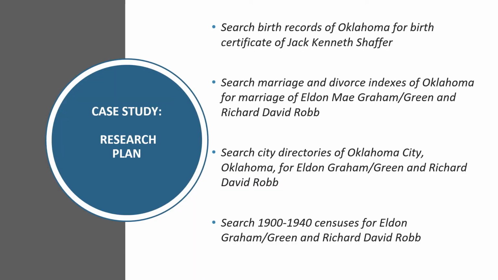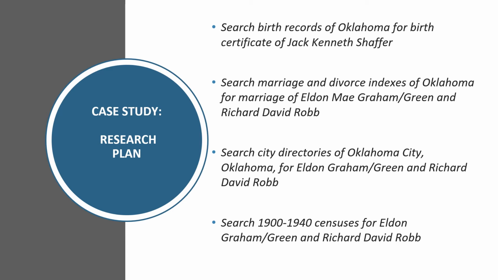So here was my research plan for our case study. First, I wanted to see what we had for birth records. And I was very curious about what record that Jack Kenneth Schaefer Sr. found that his mother did not want him to ever see again. And then also, if Eldon was married, as she stated in the 1930 census, and divorced, is there a marriage and a divorce record for her?